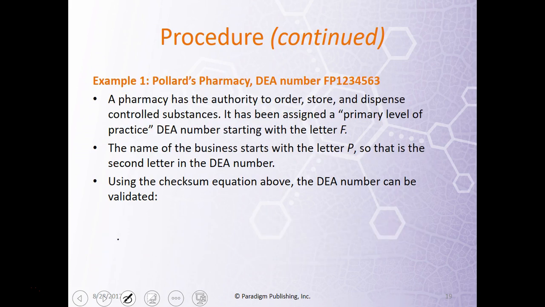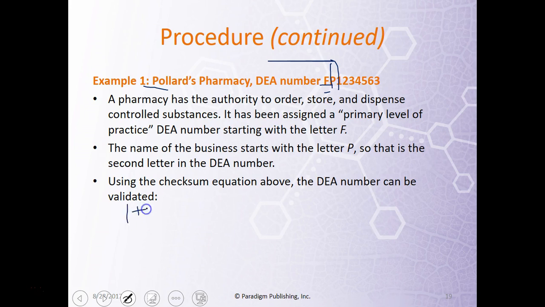All right. Pollard's Pharmacy, DEA number, F. Okay, so primary practice site, F. Okay, that's okay. So that one's good. A, B, or F for pharmacy. P because it's Pollard's Pharmacy. All right. Now we're going to check our numbers.